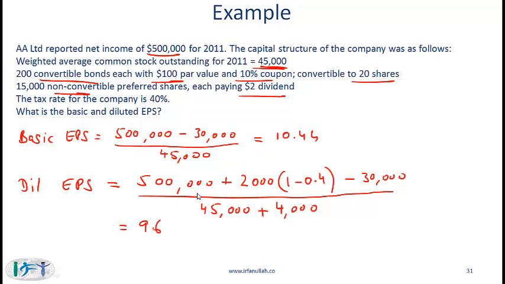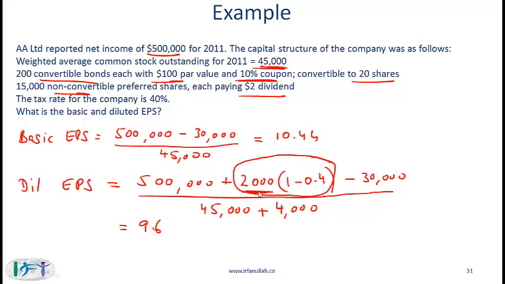We start with the net income, which is 500,000, and notice if the convertible bond is converted into stock, then obviously the company does not have to pay the interest amount or the coupon amount. The coupon amount had been subtracted when we computed the net income, so that amount needs to be added back on an after-tax basis.